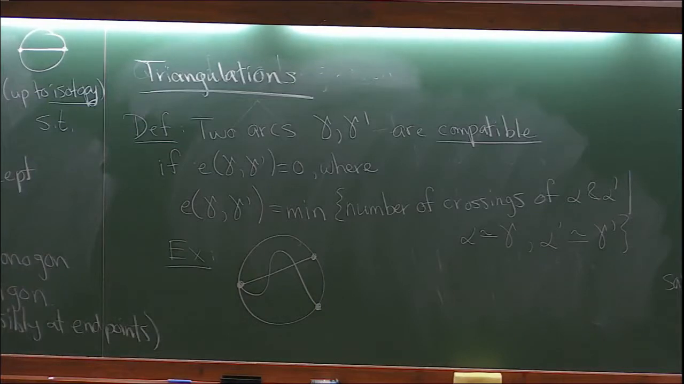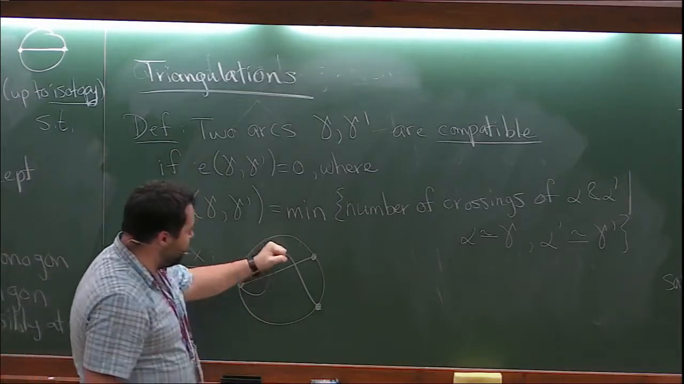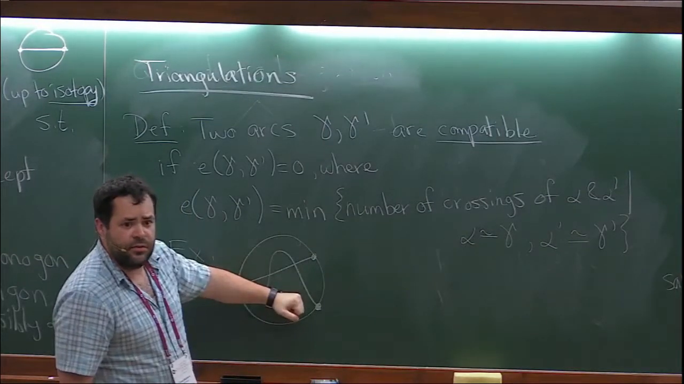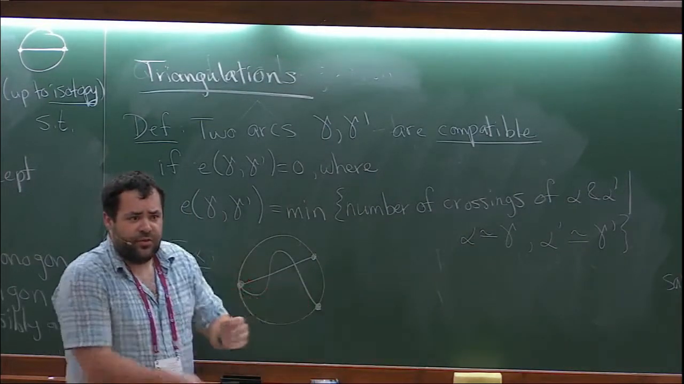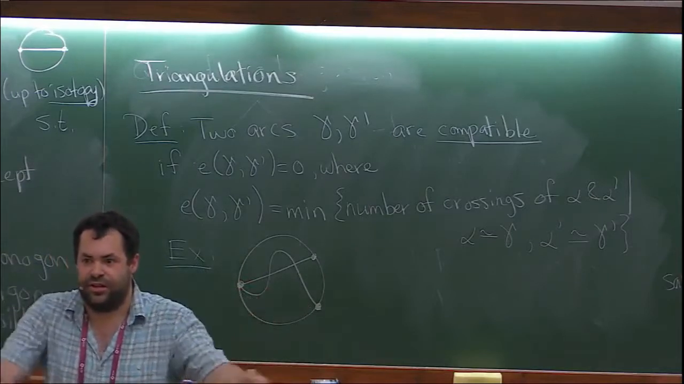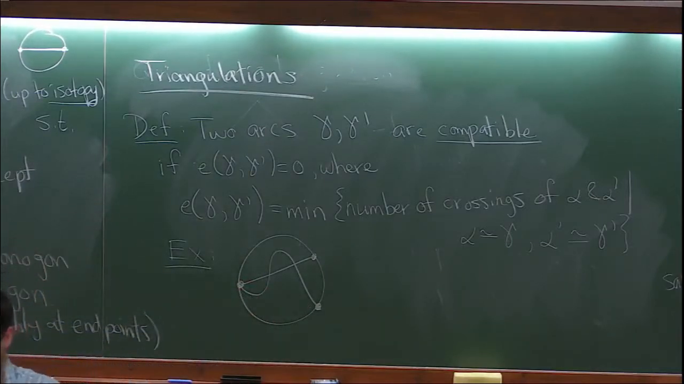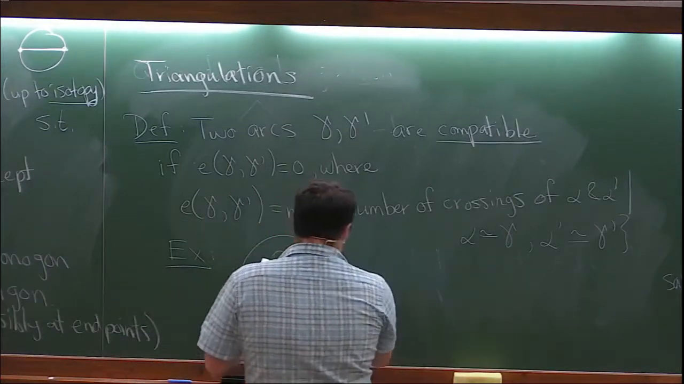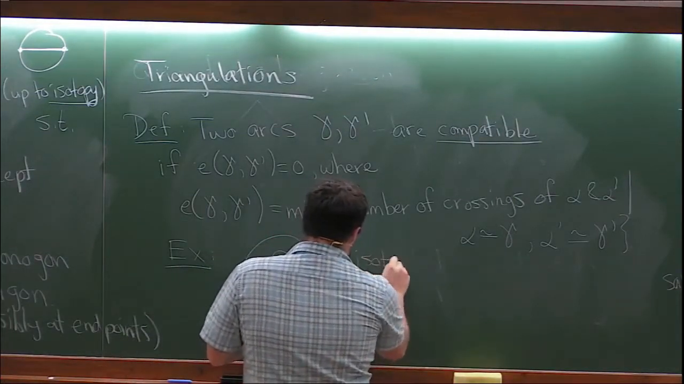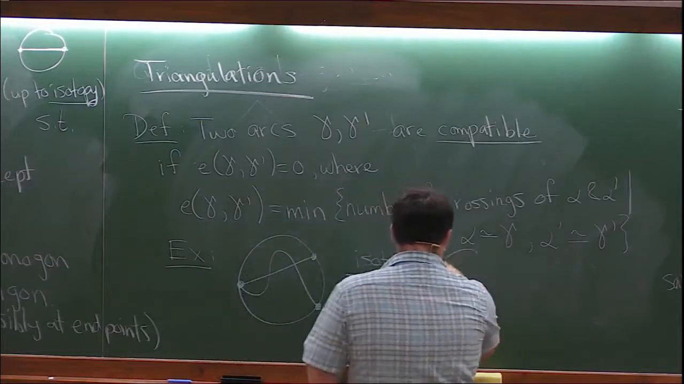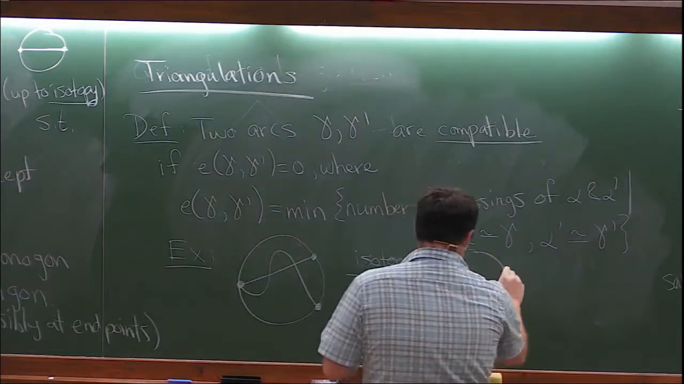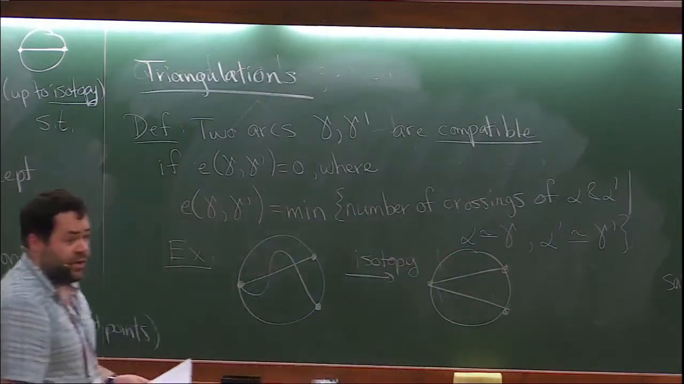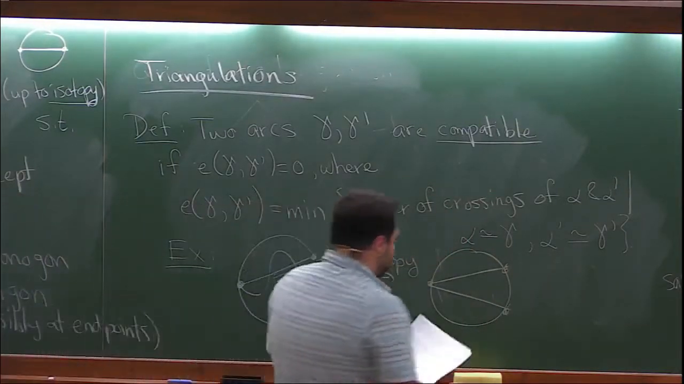So they're compatible because I can pull this one away from this one so that they don't cross. Okay? This is what I mean. So if you can isotope them so that there's no crossing, then we call it compatible. Okay? So isotopy, I can get something like this. Okay? So these arcs are compatible.